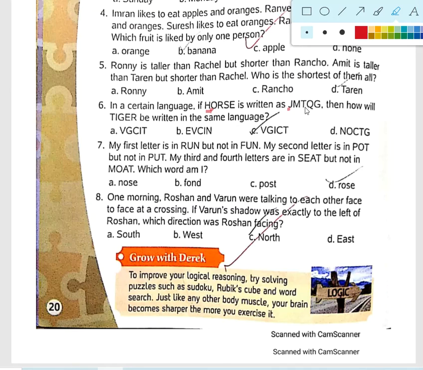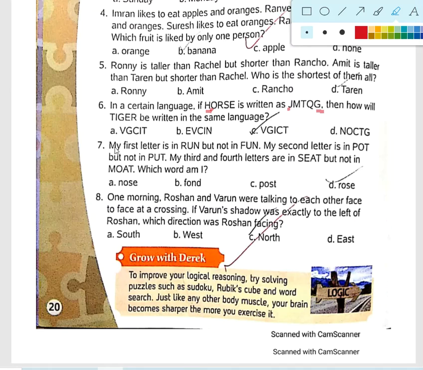Similarly, T comes one letter after R. R, S, then T. Q comes one letter before S. P, Q, R, then S. So one letter in between, then S. And G comes one letter after E. E, F, G. Clear? So how does it match? One letter after and one letter before.